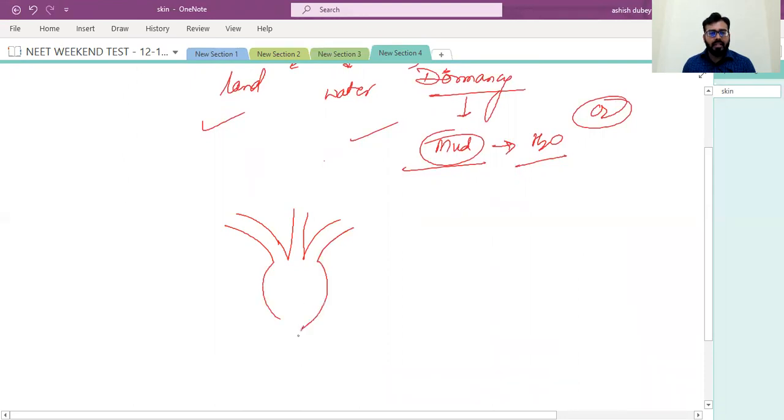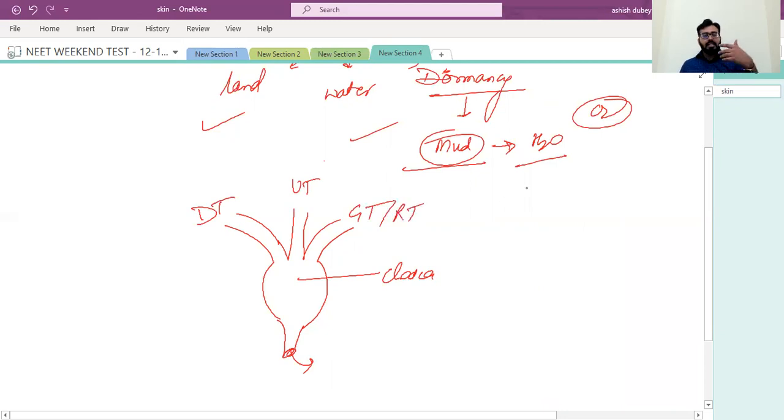This is cloaca. Representatively, I am making this diagram. This is the cloacal aperture to exit. So this is cloaca. This is the digestive tract, urinary tract, and genital tract or reproductive tract. Many times, in the case of male frog, the urinary tract is already combined with the genital tract. So we can also say that the digestive tract and urinogenital tract have their common opening in a chamber that is known as cloaca.